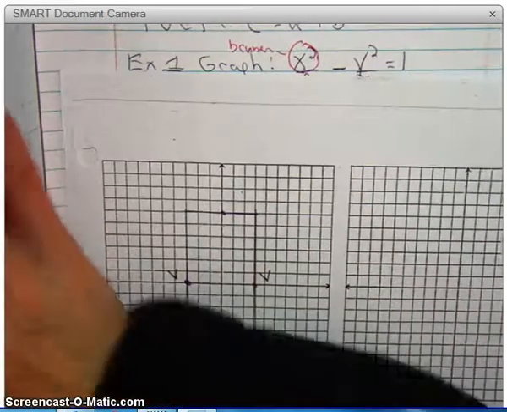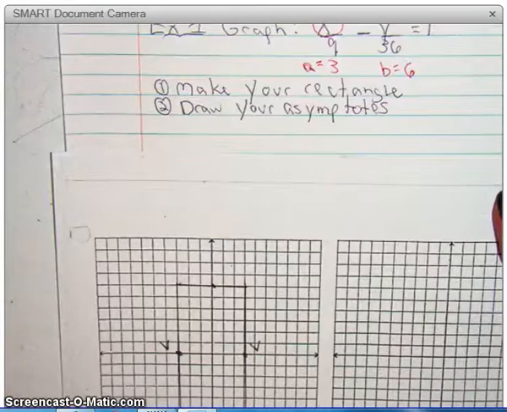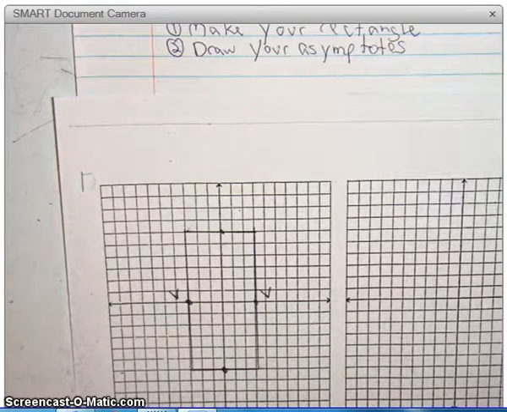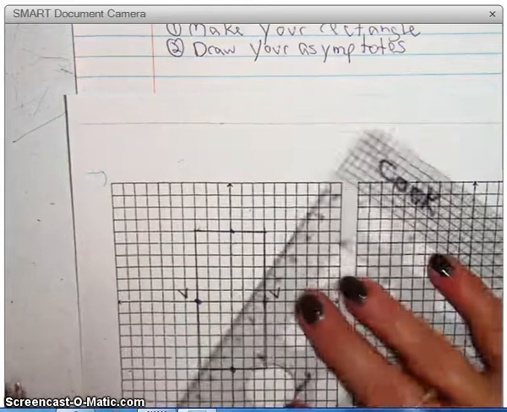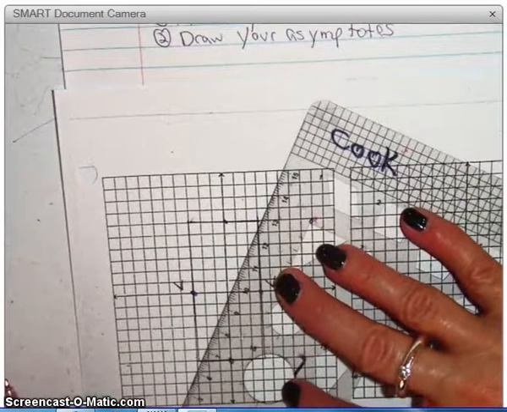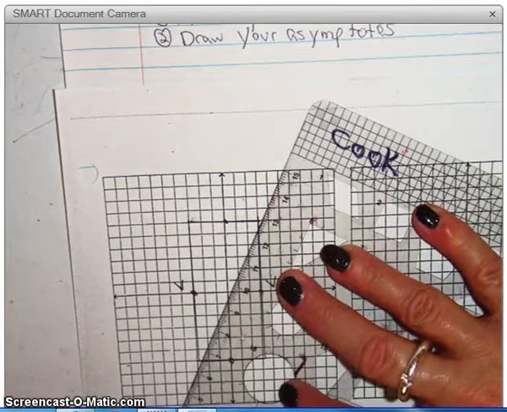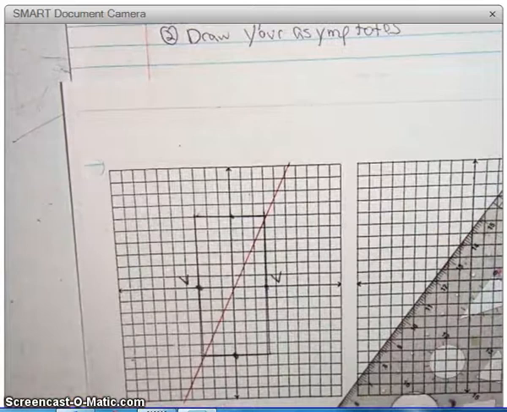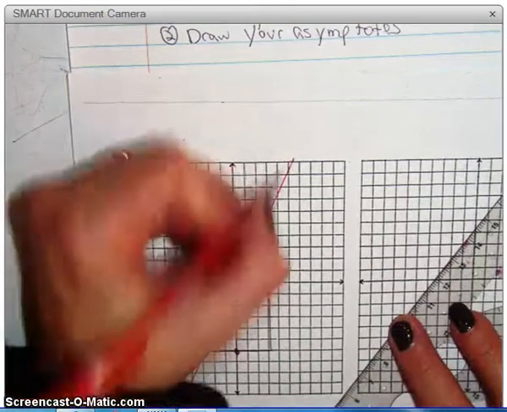So now, number 2, draw your asymptotes, connecting the opposite corners of your rectangle. And I always do my asymptotes in a different color. That's kind of how I attack that. The asymptotes must go through 0, 0. And the asymptotes are lines. And guys, remember, lines are not lines until they have arrows on the ends.